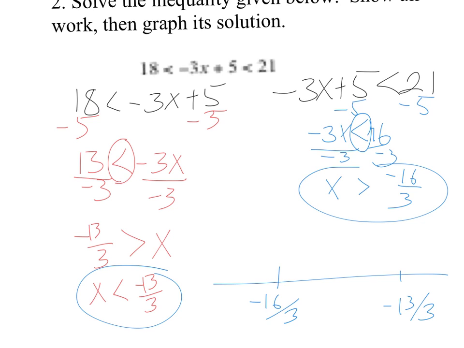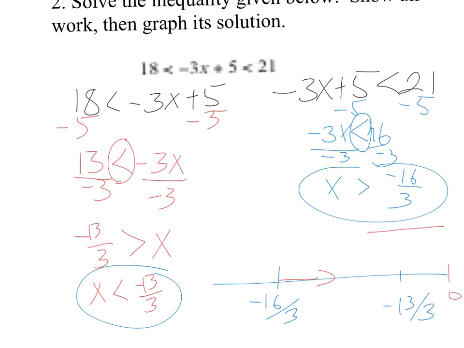So if I plug in 0, which is somewhere up here, 0 is less than negative 13 over 3. That's not true. It doesn't work in that inequality. So the region that's up here we can't use. 0 is, however, okay for us to use in our first one because 0 is greater than negative 16 thirds. So we're looking at something that goes this way, but it can't go all the way to 0.